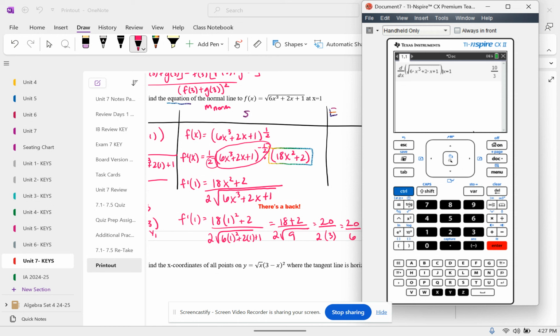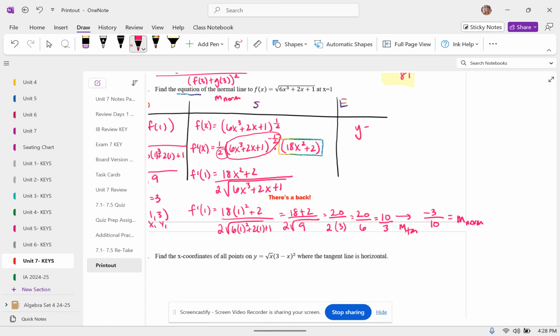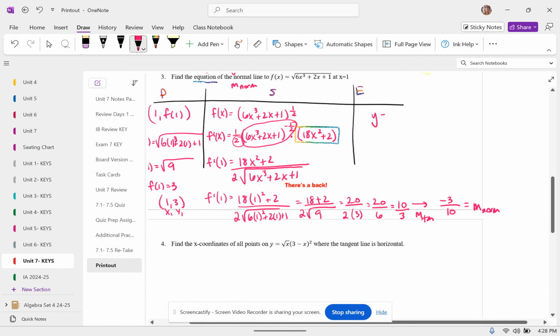It does. Hooray. So now I'm going to take that slope of the tangent line, and I'm going to find the negative reciprocal. So now that's my m norm. And now I find the equation. y minus y1 is equal to the slope times x minus x1.